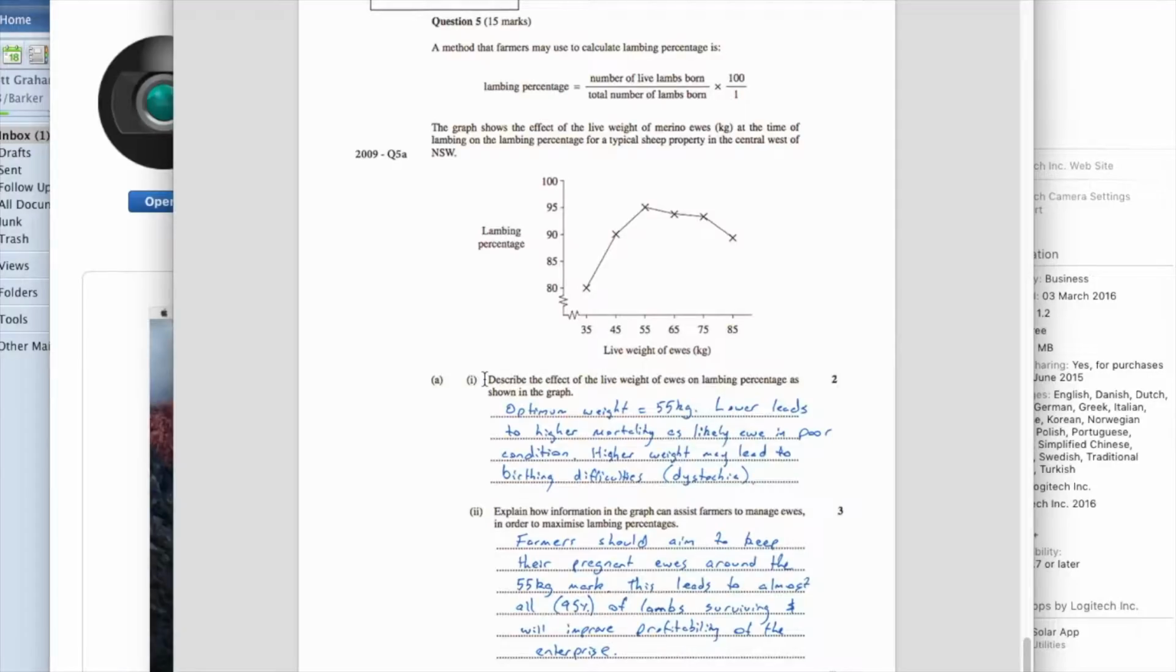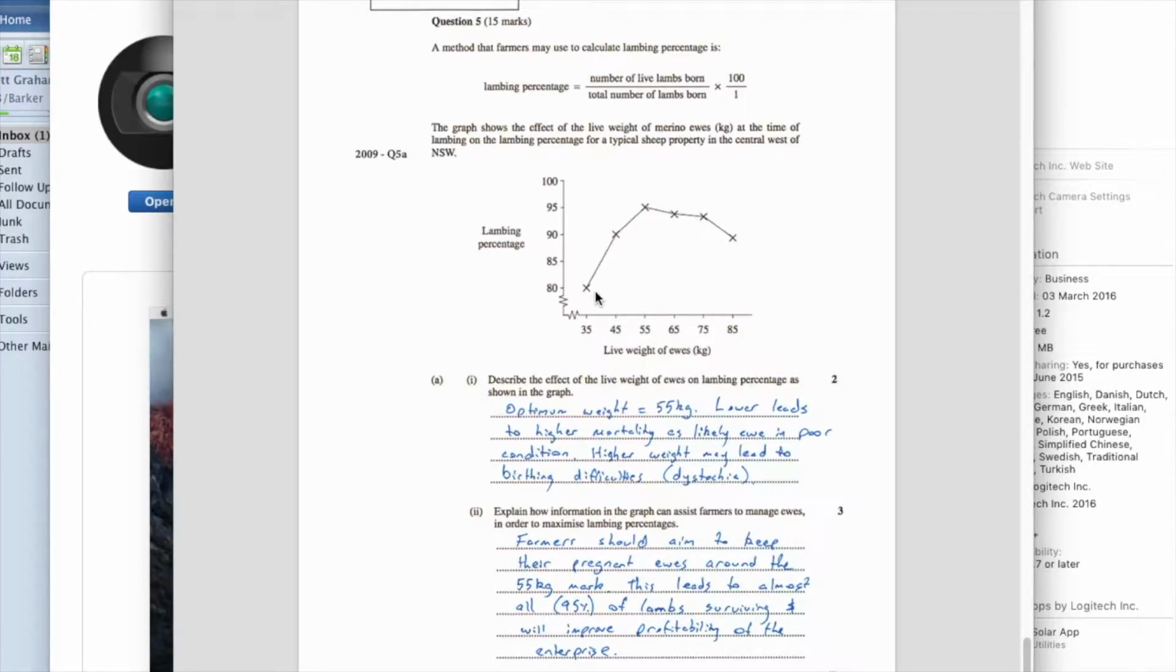So firstly, let's have a look at the question. Describe the effect of live weight of ewes on lambing percentages as shown in the graph. So ewes, mothers that are 55 kilos, have about 95% of their lambs successfully born, which is almost all of them. If they're lighter, they have less, and it drops off again if they're heavier.